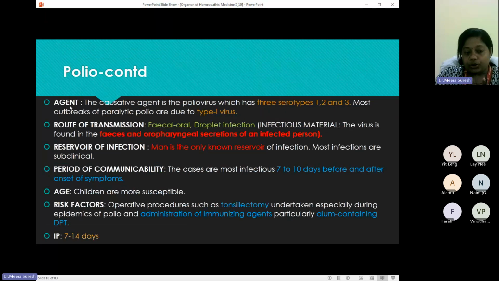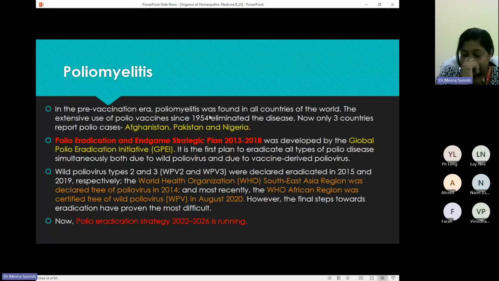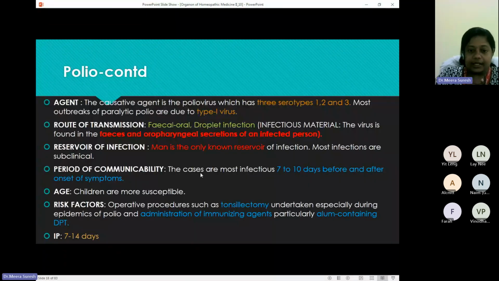So in case of polio, the agent is actually the polio virus. There are three types of polio virus, 1, 2, and 3. And most of the paralytic polio is due to type 1 virus. Now we can go to the previous one where it says that the wild polio virus 2 and 3 have been terminated and declared eradicated, but still type 1 is existing in some of the countries.